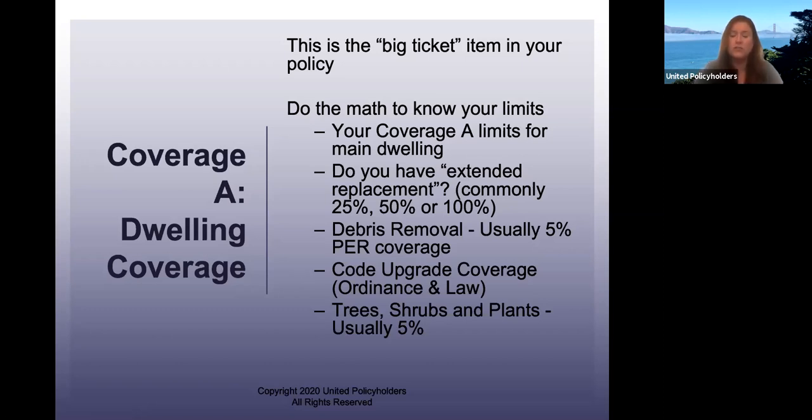I get a lot of questions about whether, in the Camp Fire, the mandated tree removal is covered under debris removal or code and ordinance. It's almost never covered under code and ordinance because that coverage is very closely tied to buildings. And trees, shrubs, and plants has a specific limit. So unfortunately, there's going to be a lot of uncovered losses for the removal of trees up on the ridge. So I'm sorry to say that.